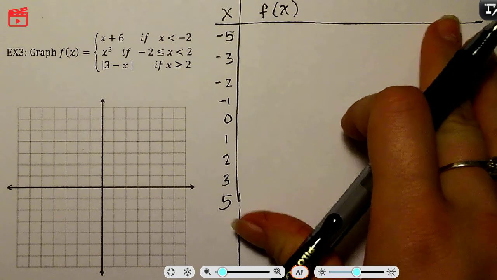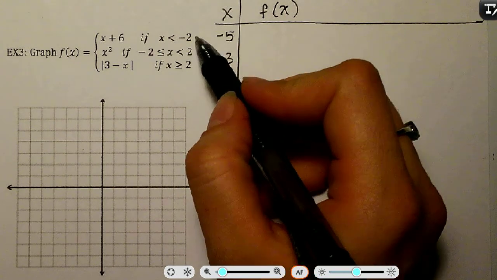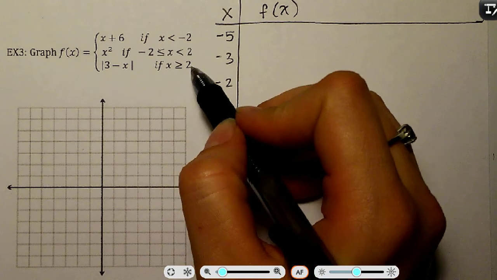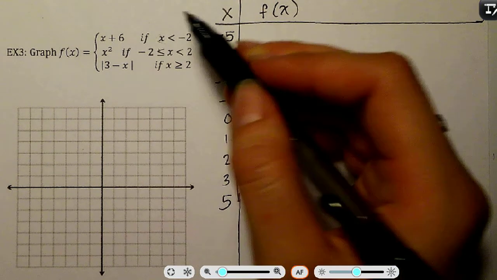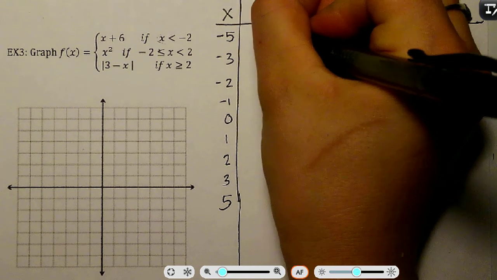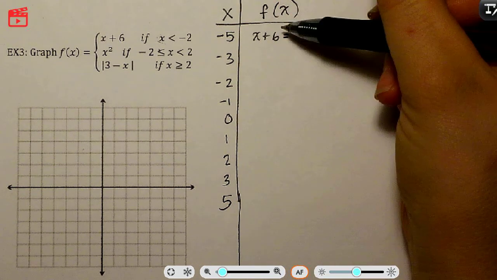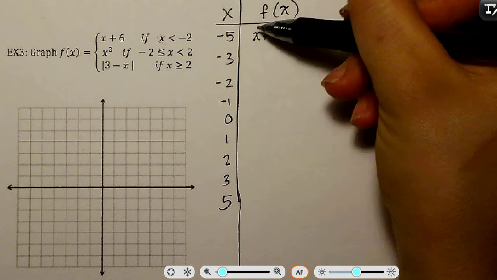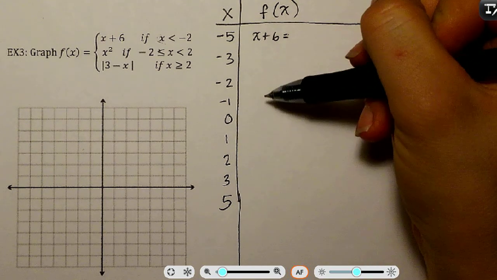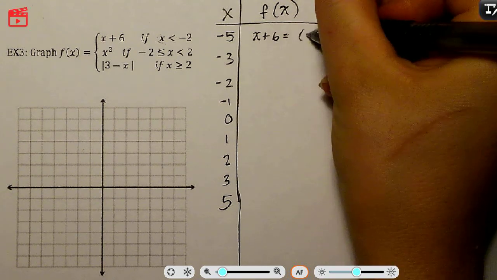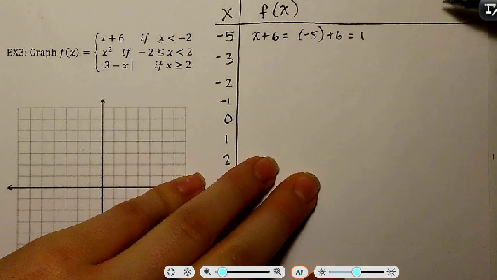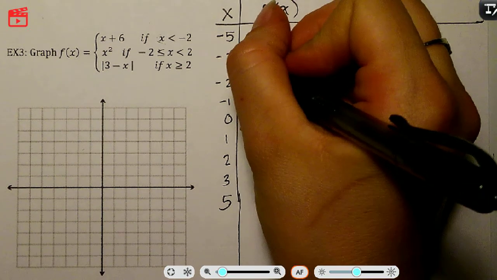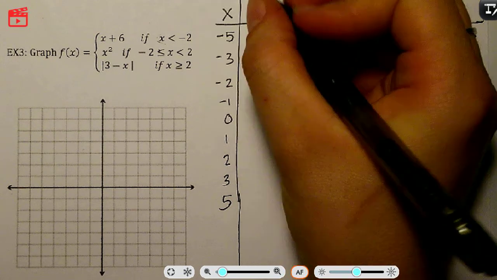All right, let's go ahead and figure out how to do these. So -5, which one does that fit into? It fits into this one because it's less than -2. So we're going to use x plus 6. So x plus 6 is going to equal. And notice with my piecewise, I included the function in the first step because these are all going to be different functions. So -5 plus 6, which equals 1. All right. And then -3, that falls into same thing, linear.